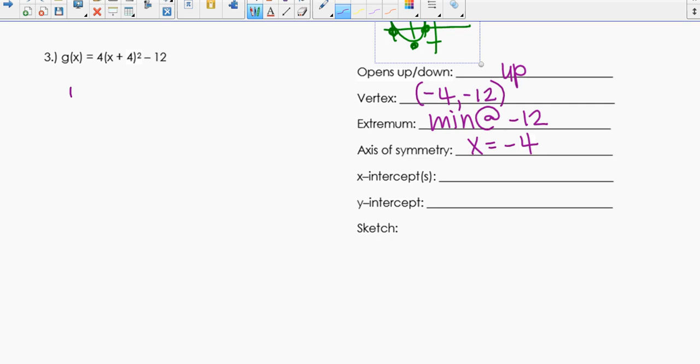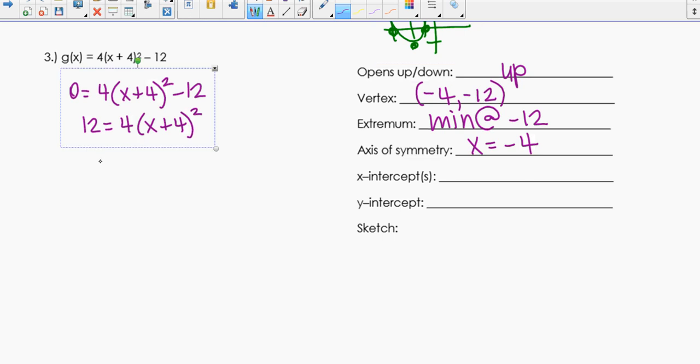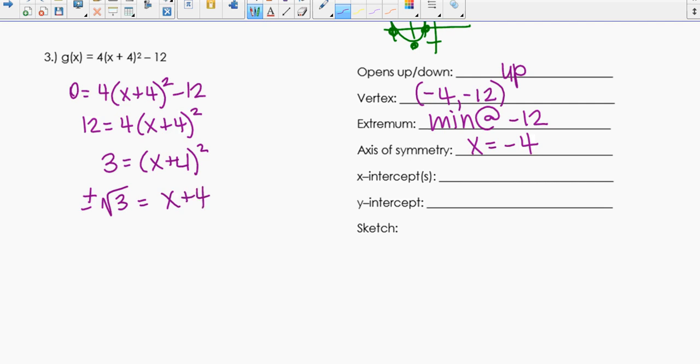Your x-intercepts means y is 0. So 0 equals 4 times (x plus 4) squared minus 12. You guys don't get lost here. Add your 12 over. You get 12 equals 4 times (x plus 4) squared. Divide both sides by 4. You get 3 equals (x plus 4) squared. Square root both sides. You get plus or minus the square root of 3 equals x plus 4. Subtract over your 4, you get x equals -4 plus or minus the square root of 3.